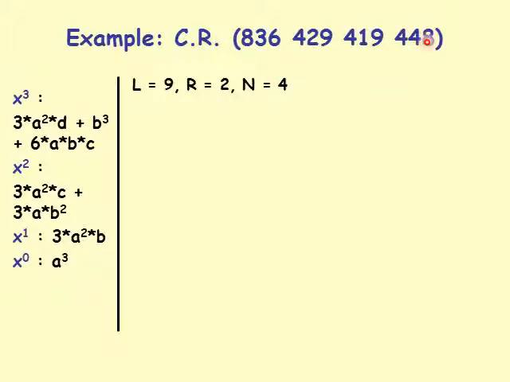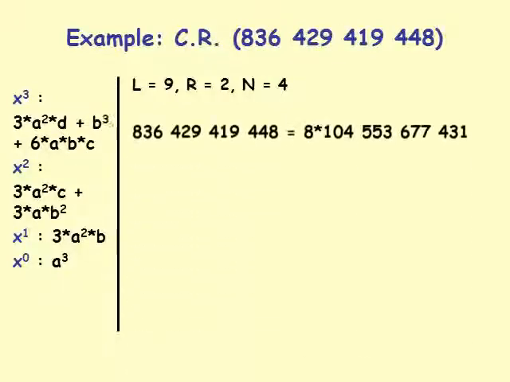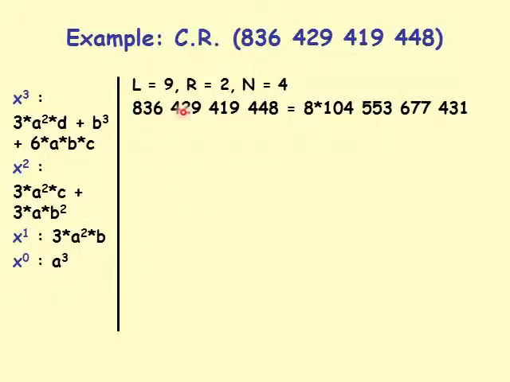Now this is an even number, so we should be able to extract out a factor of 8. So 8,364,294,194,448 is 8 times 1,045,536,774,306. Okay, so it's not even anymore. Okay?